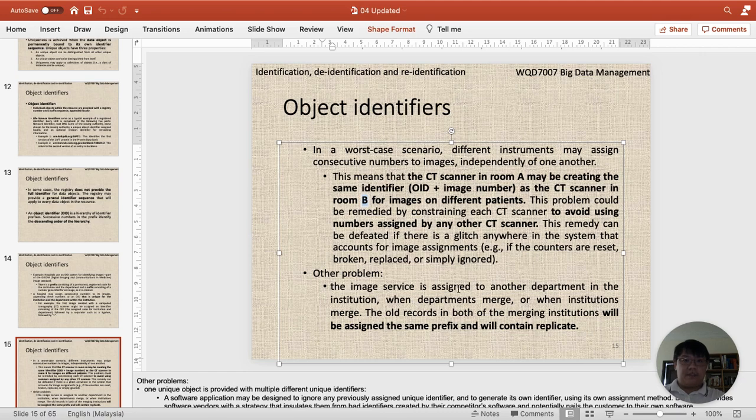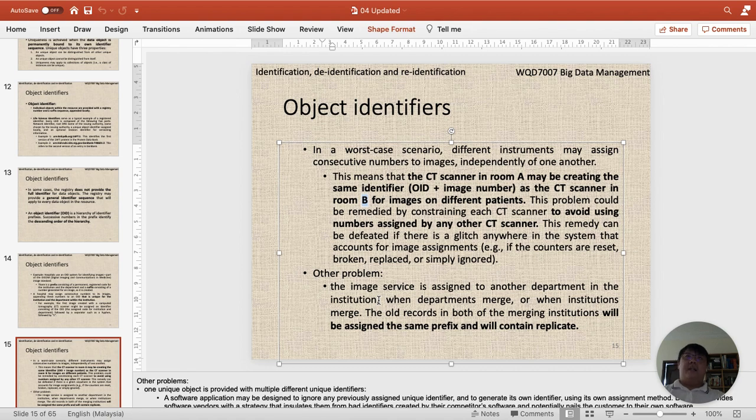And this one, the image service is assigned to another department in the institution when departments merge, when institutions merge. So the old records will be assigned to the same prefix and contents replicate. So this one is a CT scanner example using room A, but this one is almost a similar example. It's just that right now the image service is moving to another department or institution.